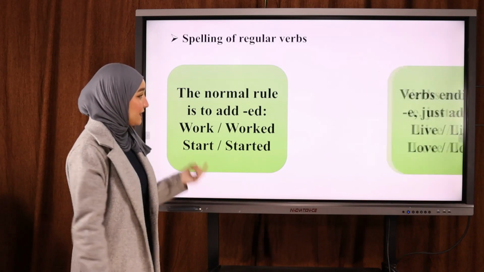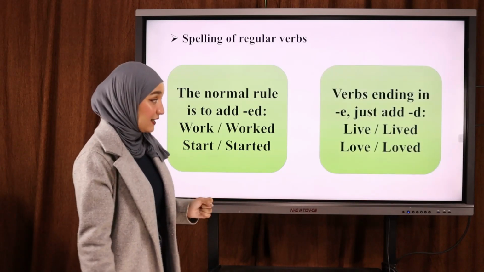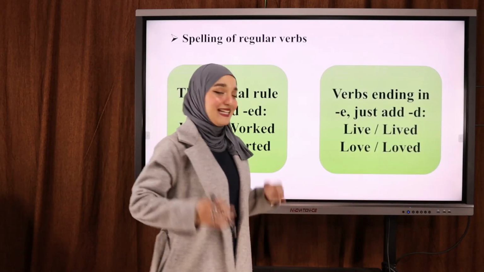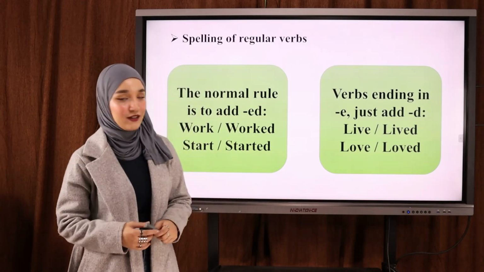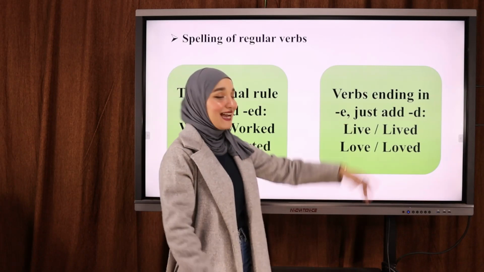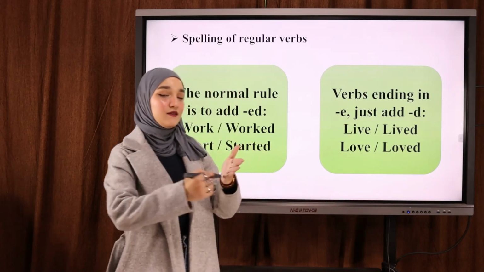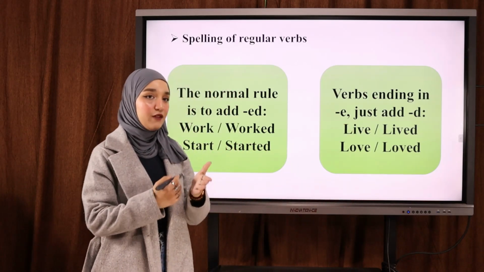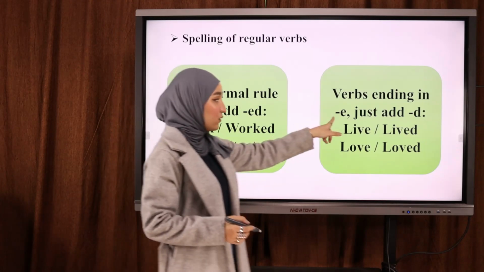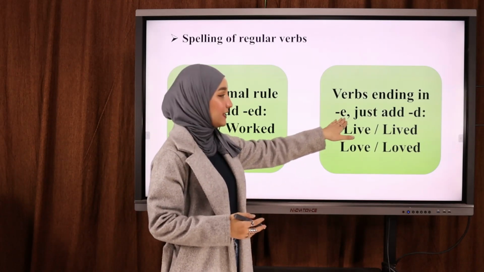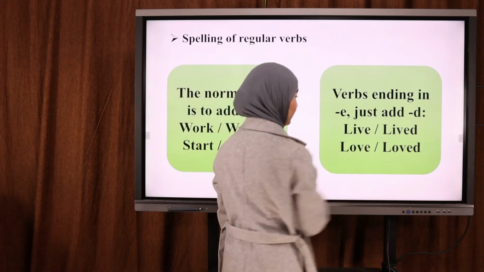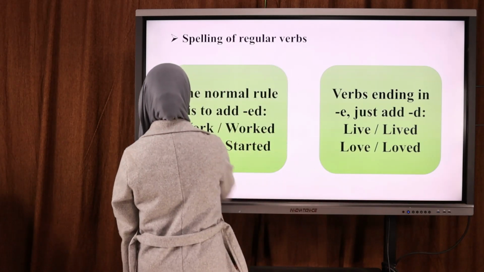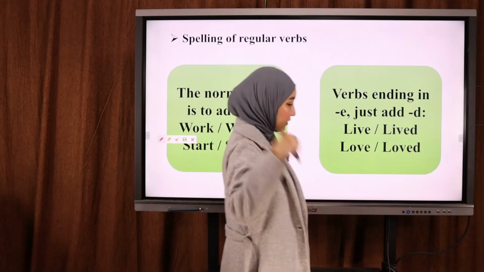The second rule, القاعدة الثانية, verbs ending in e. الأفعال التي تنتهي ب e. Okay, which is a vowel. حرف الناطق e. So we just add ed. We don't add another e. لا نضيف e أخرى, okay? We already have it. هي لدينا e. فقط نضيف d, okay? So live becomes lived. أعيش, عشت, okay?